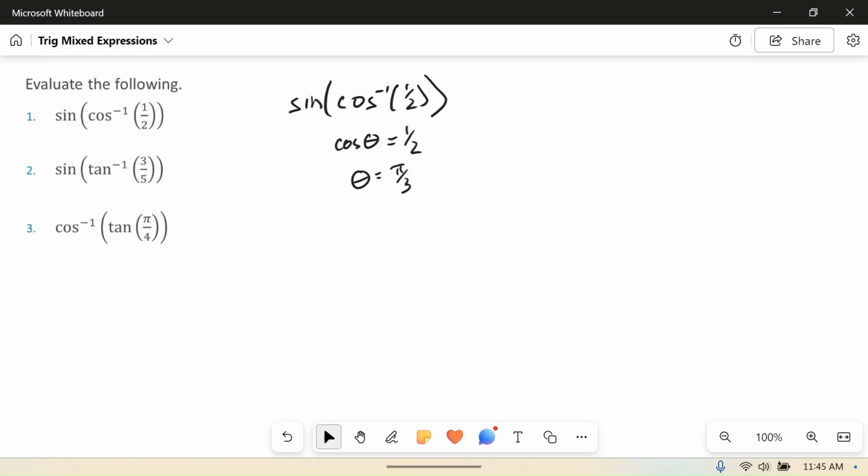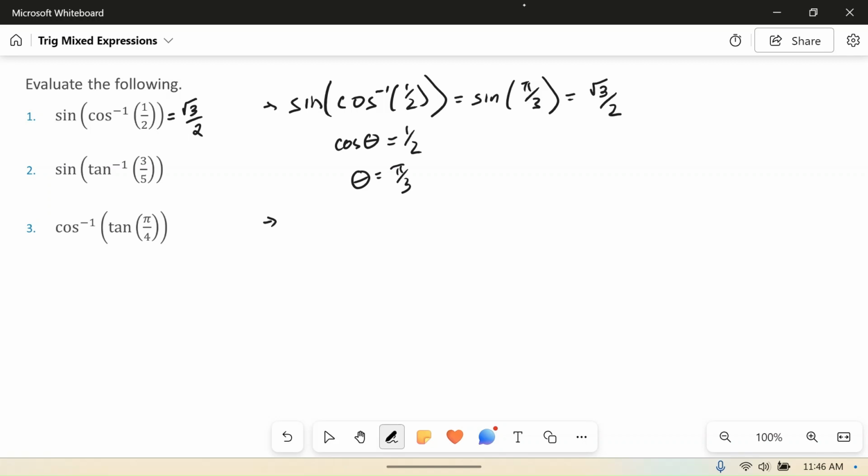So the sine of the inverse cosine of a half will equal the sine of pi over 3, because again, that pi over 3 is the angle that's produced by the inverse cosine of a half. And from our unit circle, we know that the sine of pi over 3 is going to be the square root of 3 over 2. So going back to the original problem, the sine of the inverse cosine of a half is going to equal the square root of 3 over 2.